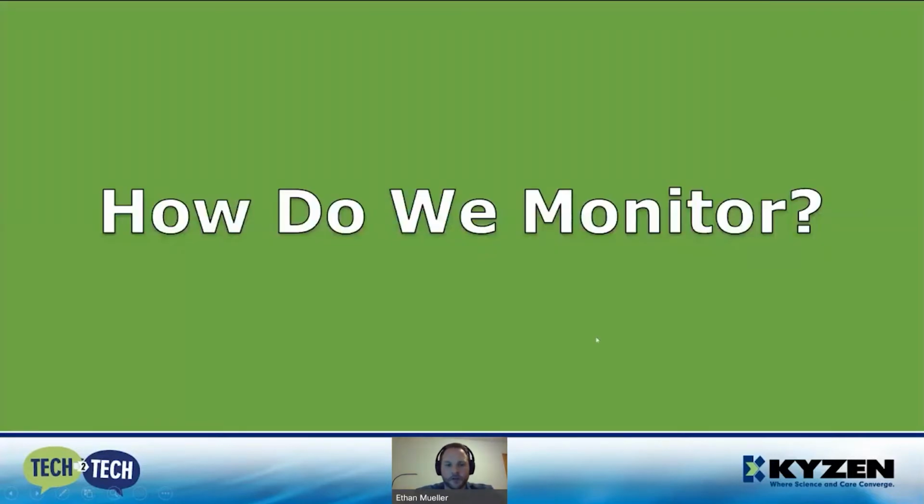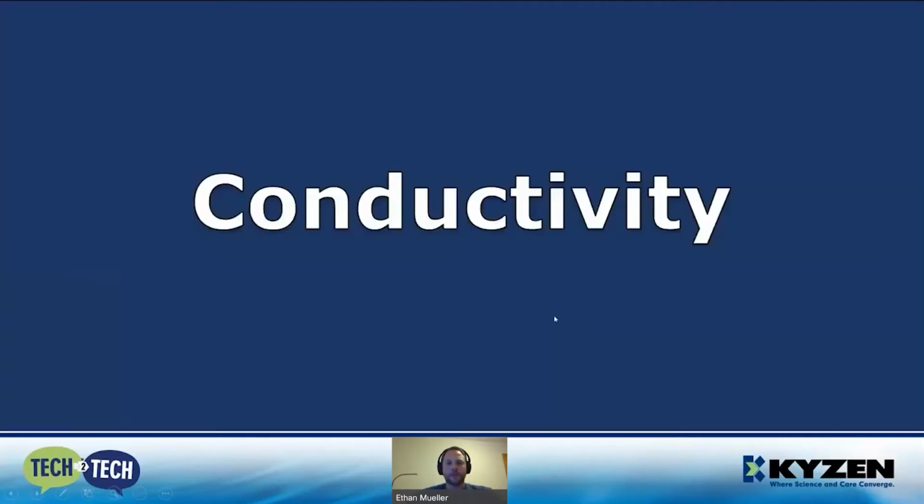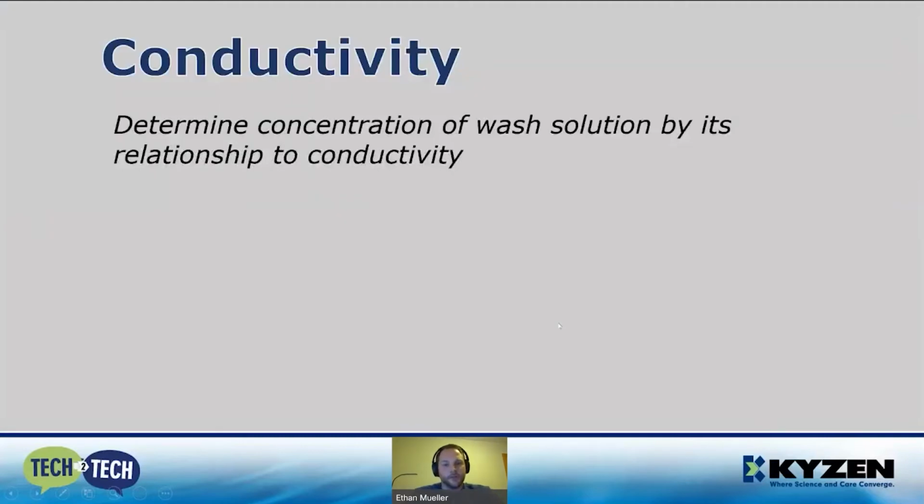So now that we understand why it's important to monitor, how do we monitor? The first method that I'd like to discuss tonight is conductivity. There is a relationship between the chemical concentration of an aqueous wash bath and the conductivity of a wash bath. And this relationship allows us to know the chemical concentration by measuring conductivity.